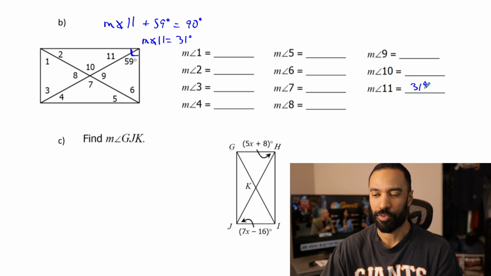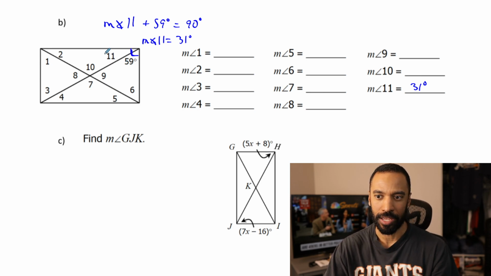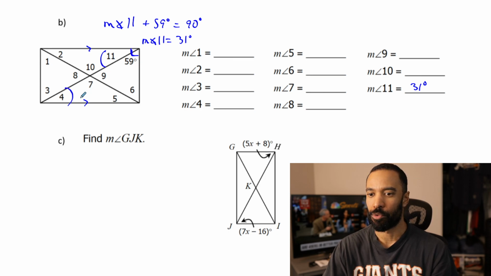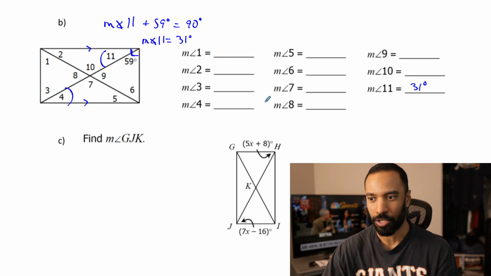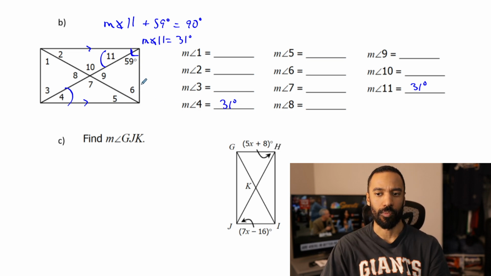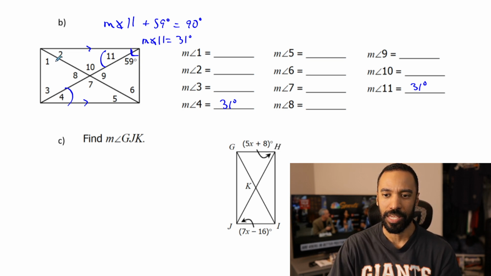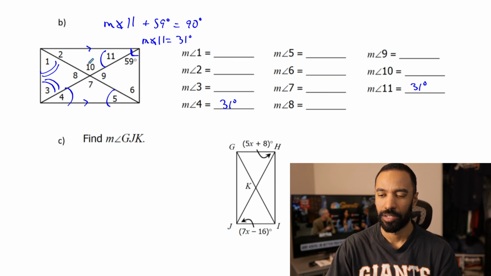Now, we need degree symbols for all of these. Just another heads up: we can work this a lot of different ways. For instance, rectangles have opposite sides parallel, so angles 11 and 4 would be alternate interior angles that are congruent. 4 would also be 31 degrees. And then the other thing you start to recognize is that these are also isosceles triangles. These are congruent to each other, these are congruent to each other, and these are congruent. So it's really just the markings of these.